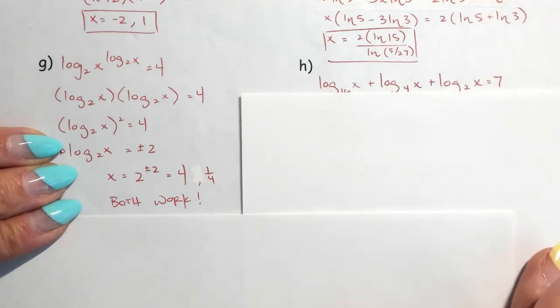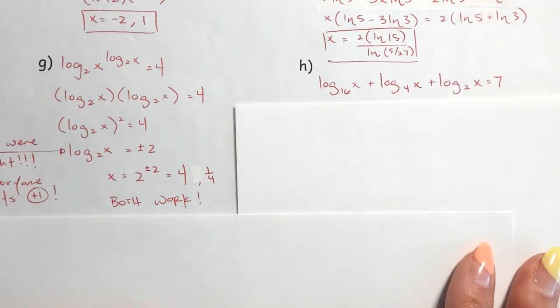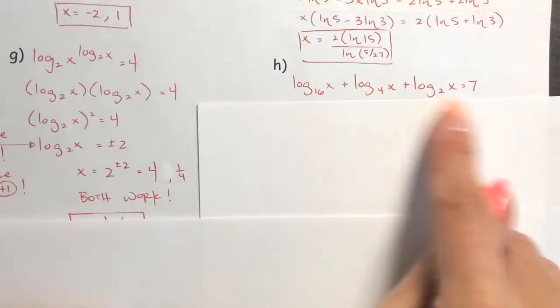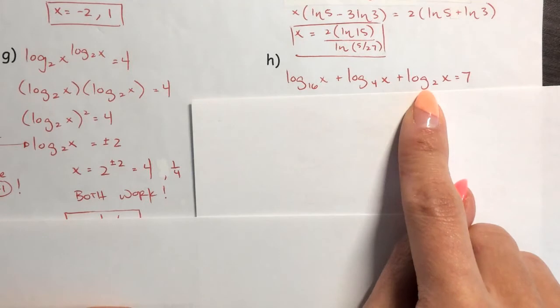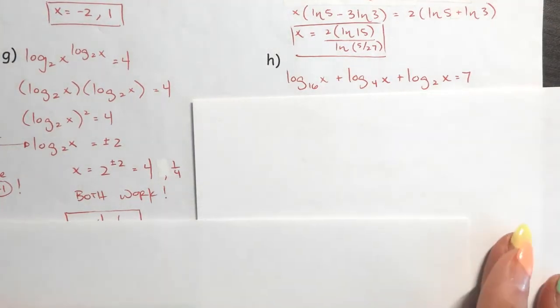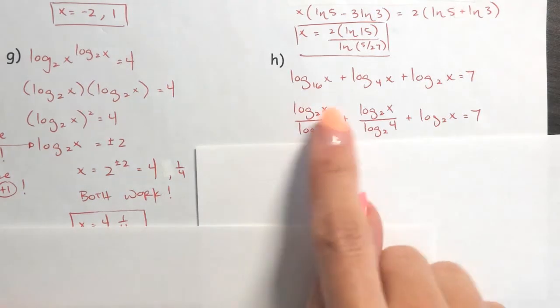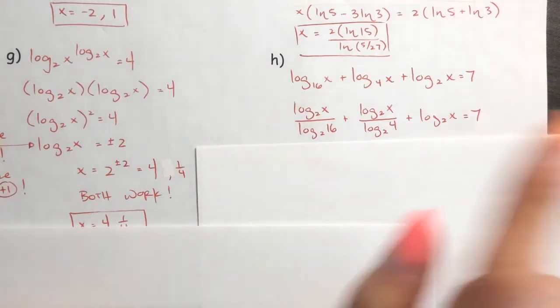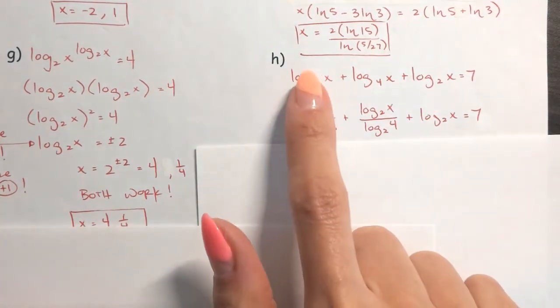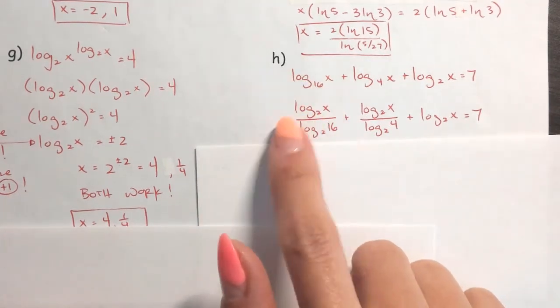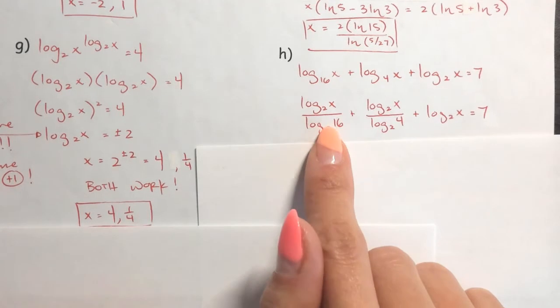Okay, for H, let's say you have something like this. This is getting more and more interesting. For H, you have something like this. Okay, they have different bases. First step, let's try change of base. So I did change of base and I used the same base as I did. Instead of just log x over log 16, I did log base 2 of x over log base 2 of 16. Why did I choose the 2?